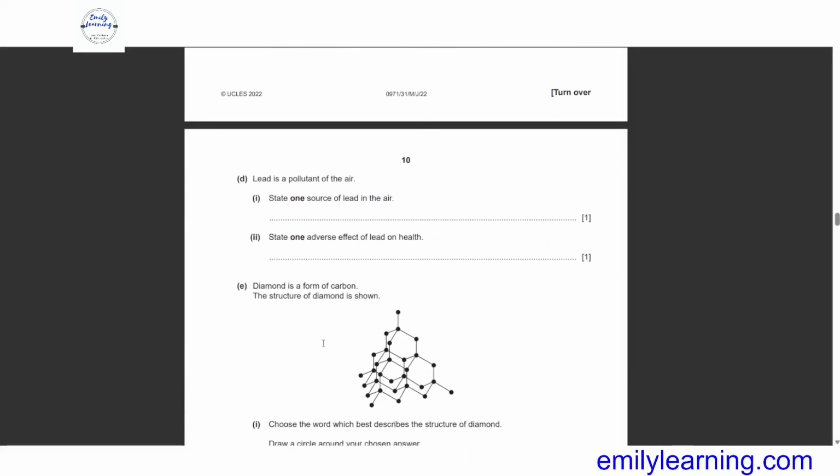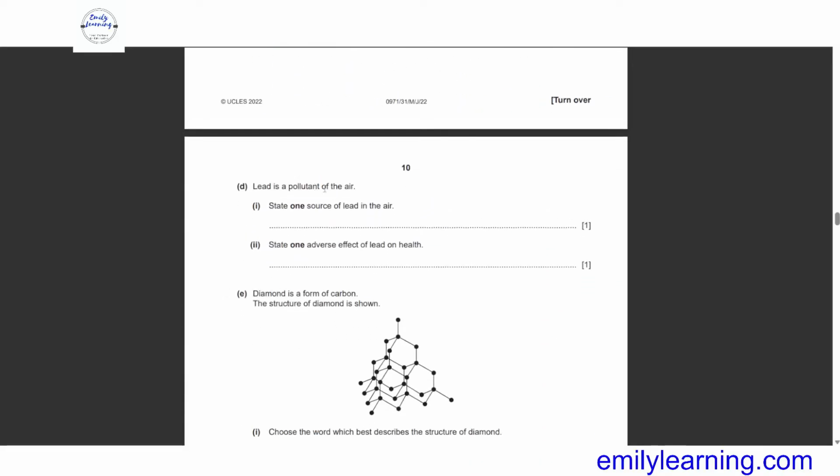Okay, next, let's move on to this. Lead is a pollutant of the air. State one source of lead in the air. So basically, it is from the burning of leaded petrol. Okay, so the source is basically your leaded petrol. And sometimes in paints, there are also lead. Okay, state one adverse effect of lead on the health. Well, it is poisonous. It harms the brain. It harms your nerves. It is toxic. So you can write any of this. Harms the brain.